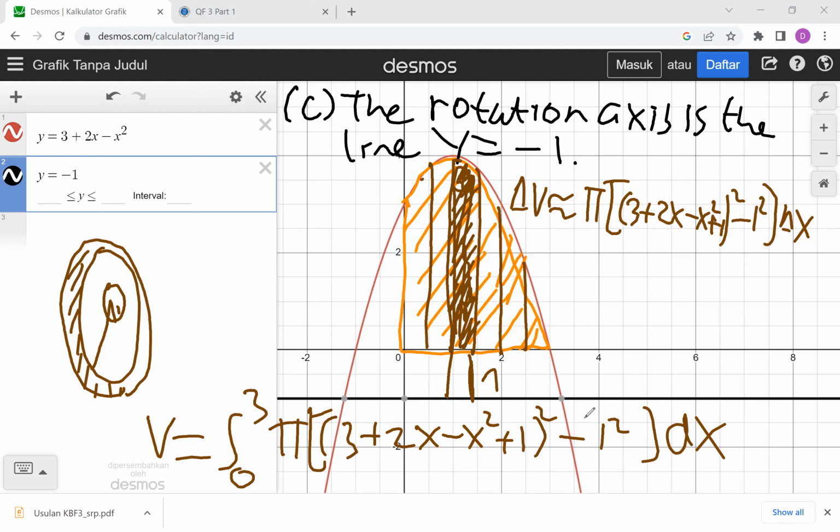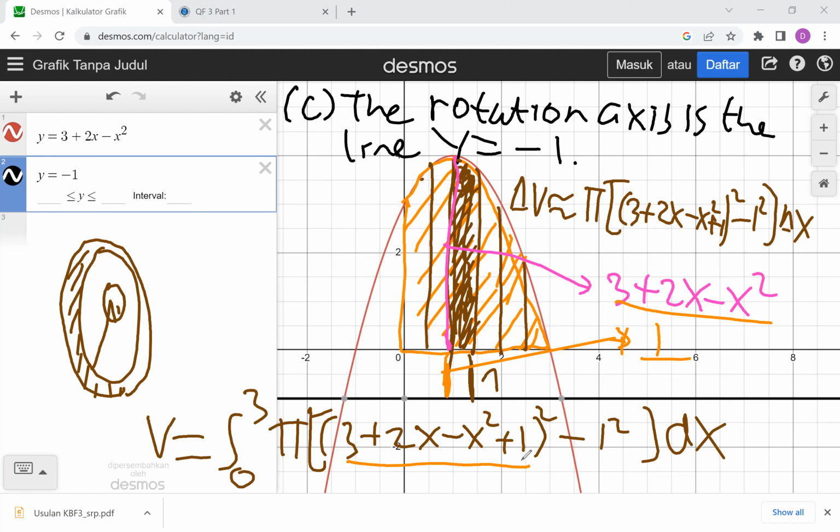Any question or comment so far? Yes, I should add 1 because if you calculate the distance from here, the pink one here is just 3 plus 2x minus x squared. And then here the distance is 1, so I have to add this one to this one. Okay, you get this one. Any question or comment? Is it clear?